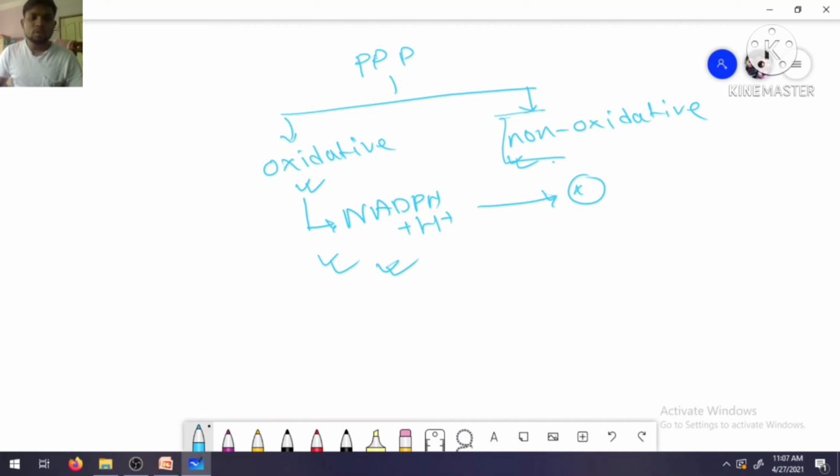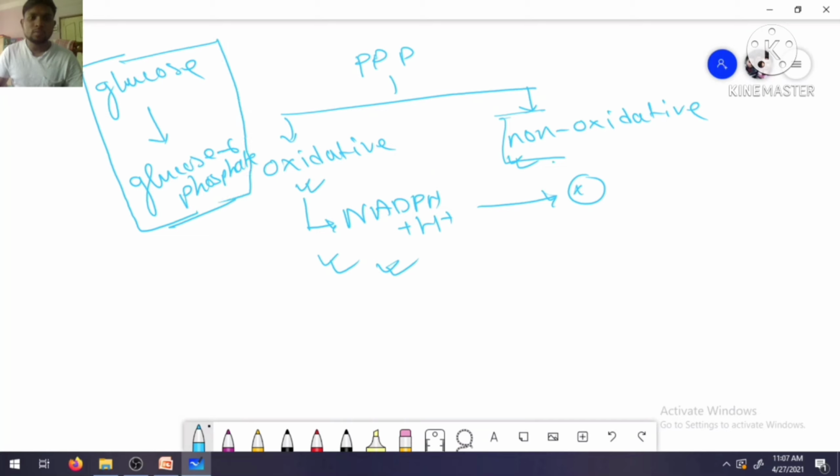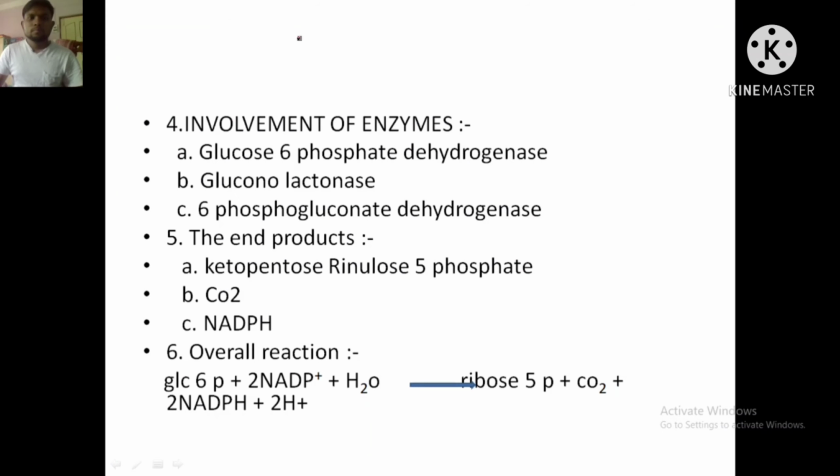So before going to oxidative stages, I hope you know that glucose is converted into glucose 6-phosphate, and this is a common process in glycolysis as well as in pentose phosphate pathway. This glucose 6-phosphate is only going to be oxidized here. Okay, so let's see the oxidative stages.